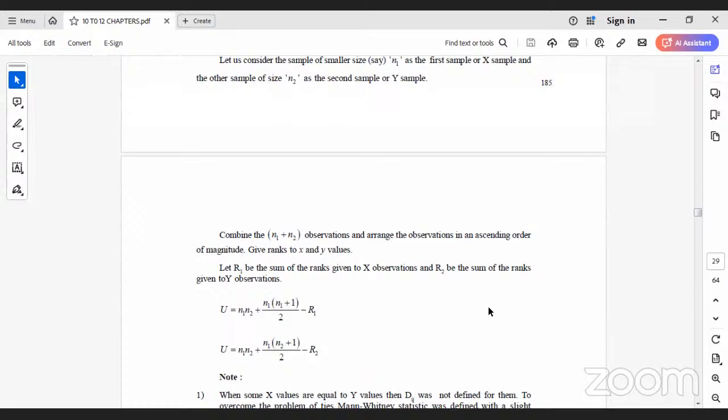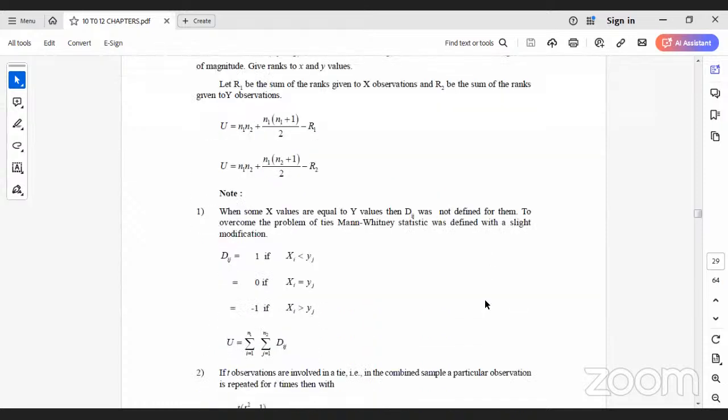U is equal to n1 n2 plus n1 (n1 plus 1) by 2 minus R1, or n1 n2 plus n2 (n2 plus 1) by 2 minus R2. Note here that when some x values are equal to y values, dij was not defined. To overcome this problem, the Mann-Whitney statistic was defined with a slight modification: dij is 1 if xi is less than yj, 0 if xi is equal to yj, and minus 1 if xi is greater than yj.